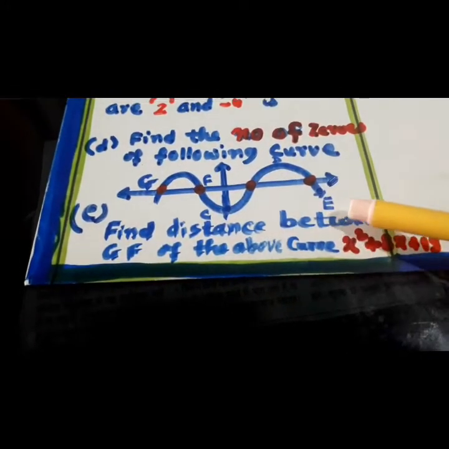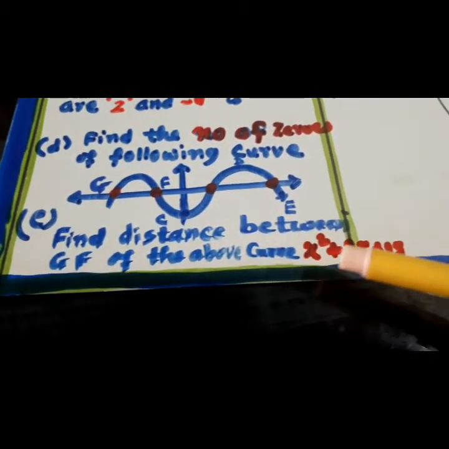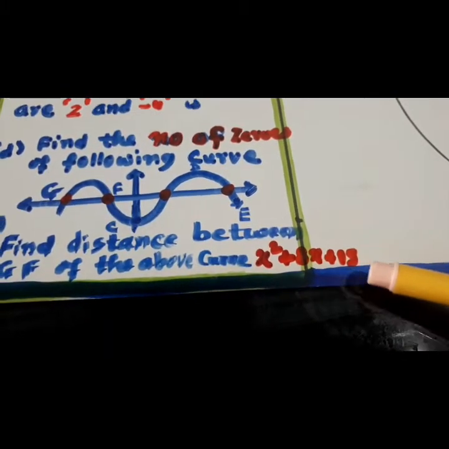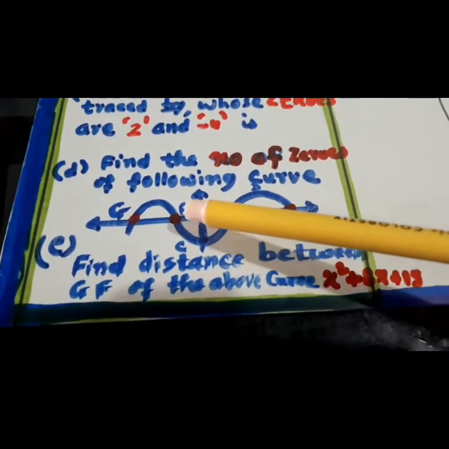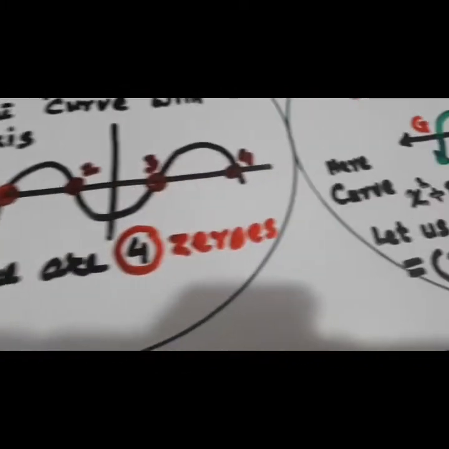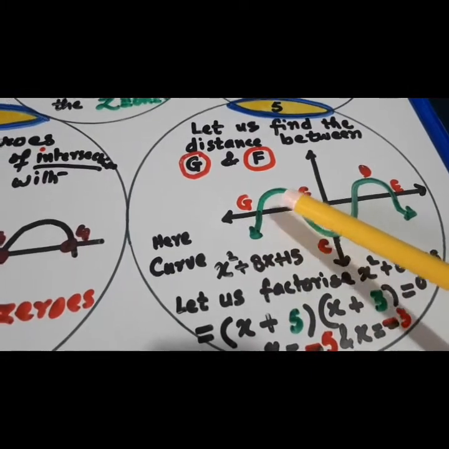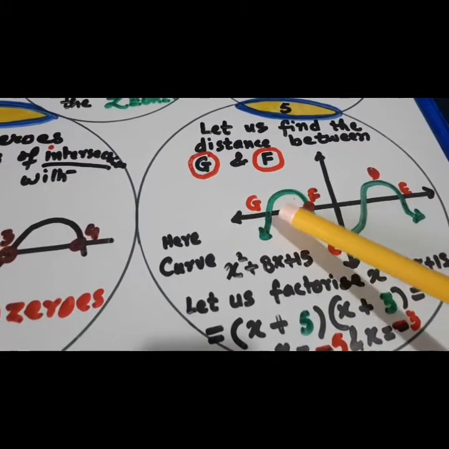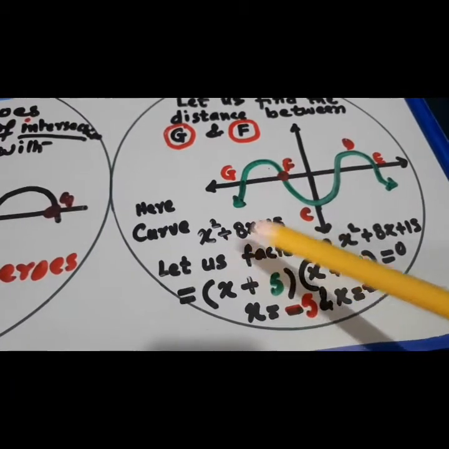Find the distance between G and F of the following curve: x square plus 8x plus 15. This is G, this is F. Both are on the negative side. Now let us go here and find these points. These are the points of intersection of the curve with the x-axis on the negative side. The factors are x plus 5, x plus 3.